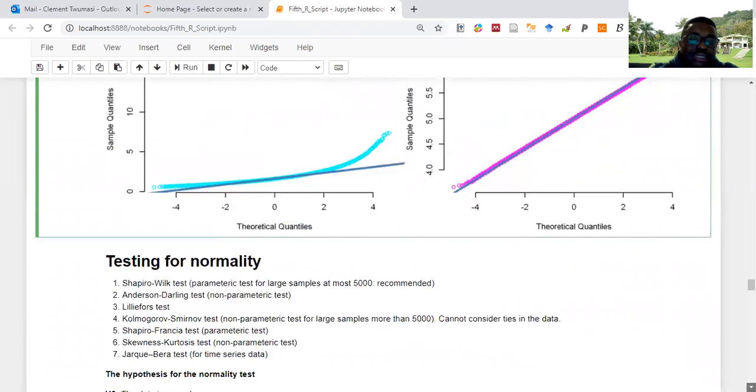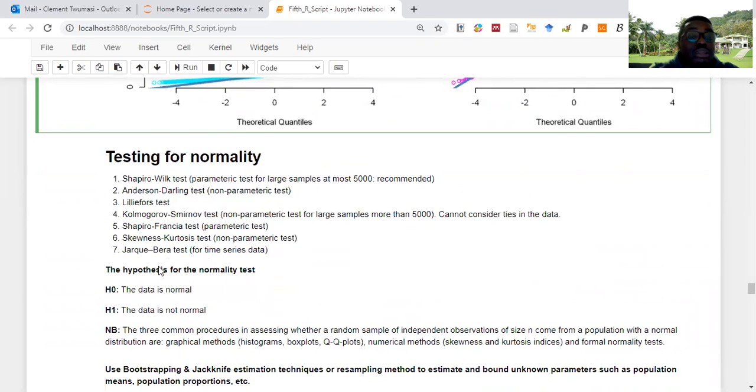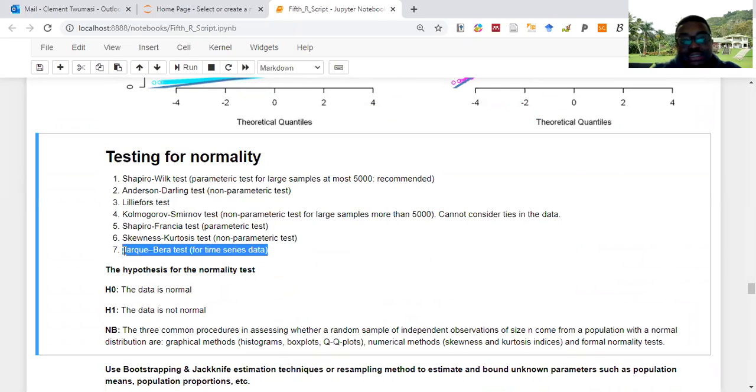So what I wrote here was just to tell you all the various normality tests you can do. If your data is time series data, there's a test called the Jarque-Bera test. The data we are dealing with is not time series data. It's not data recorded over time. Okay, that's what I mean by time series data. So this 7 is not needed in our case. That's why I added it for time series.